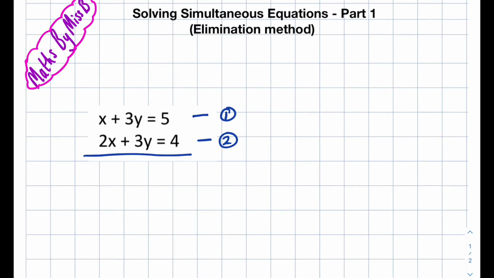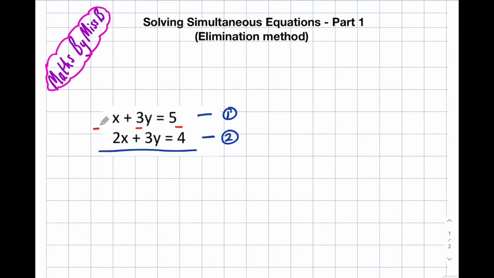What we need to do is, in this case, I'm going to subtract the second equation from the first. Subtract the second equation from the first and watch what happens. We're doing x, take away 2x. That will leave me with a negative 1x. For the y's, I've got a positive 3y, and I'm going to subtract a positive 3y. That gives me 0y. So we've got no y's there. And then we've got 5, take away 4, that gives 1. What we can do is just get rid of this now, because we've got no y.